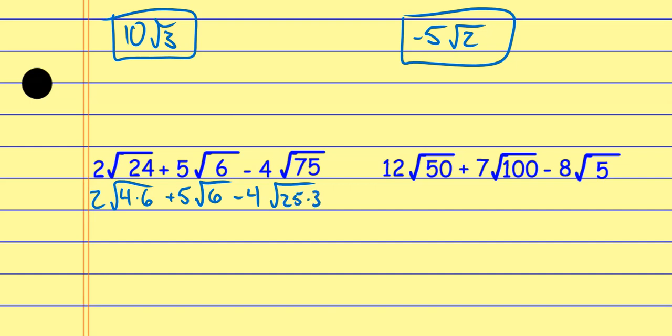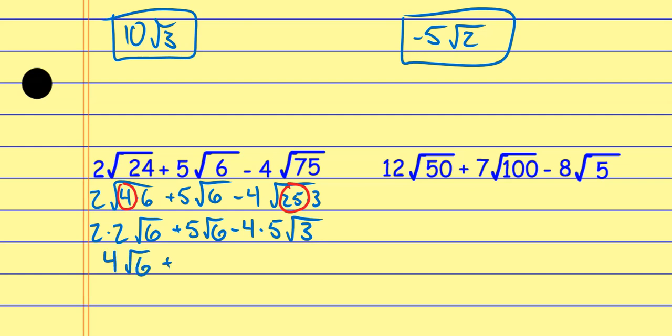And now I start taking the square root. If I look at this first one, the square root of 4 is a 2. So I already had a 2 on the outside, and the square root of 4 is also a 2. The 6 is still trapped. This one I can't simplify at all, so I leave it the way it is. Over here, the square root of 25 is a 5. So minus, I had the 4 out here originally. The square root of 25 is a 5, so I put that out here too. The 3 is still trapped. And now I continue to simplify. On the outside, that's a 4 root 6 plus 5 root 6 minus 20 root 3.